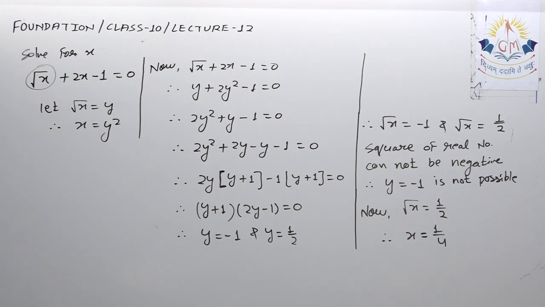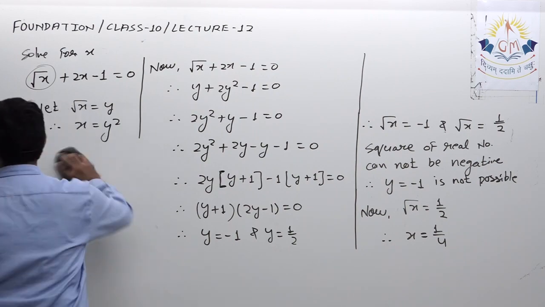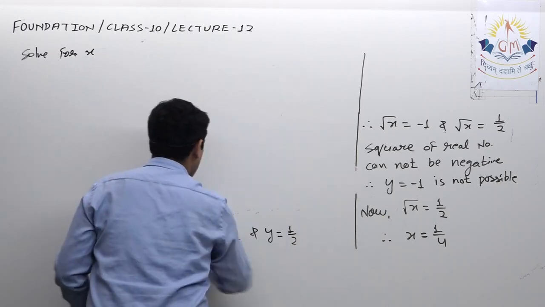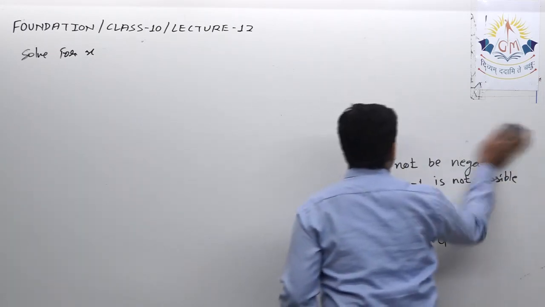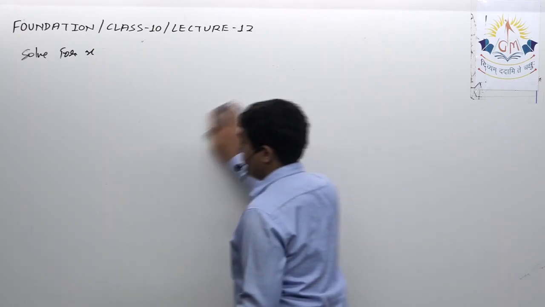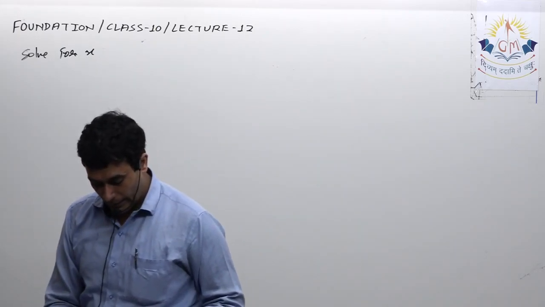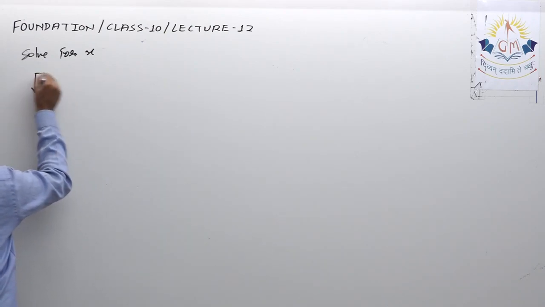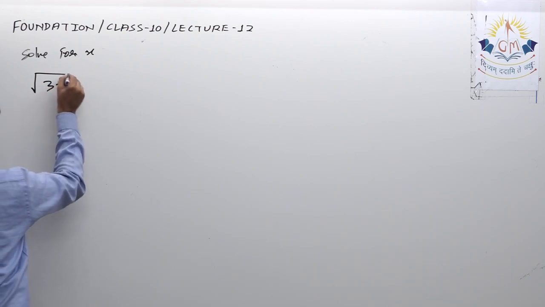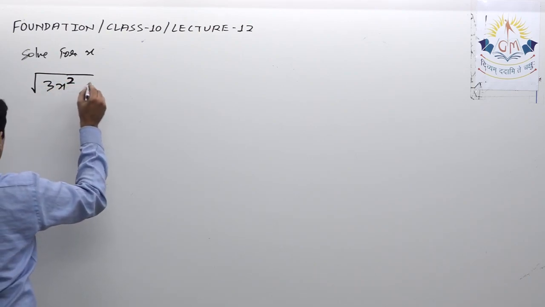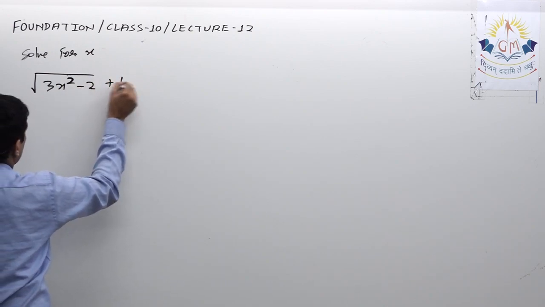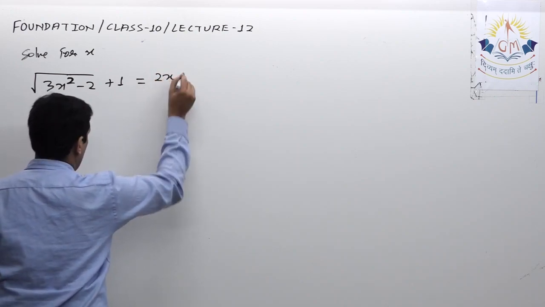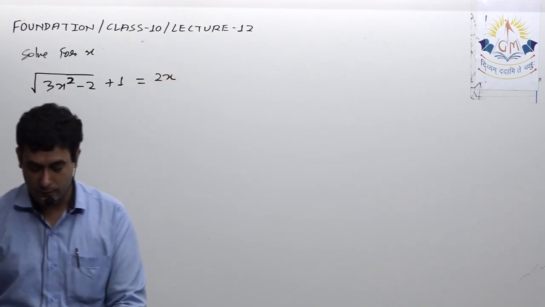Okay, now let us see the next question. Again, definitely you have to solve for x only. The question is: square root of 3x square minus 2, plus 1 is equal to 2x. So you have to find the values of x.